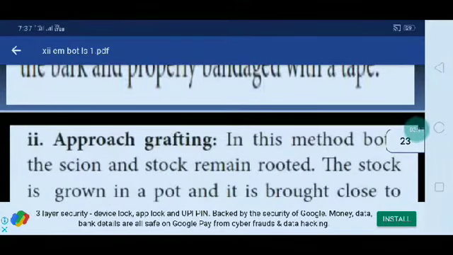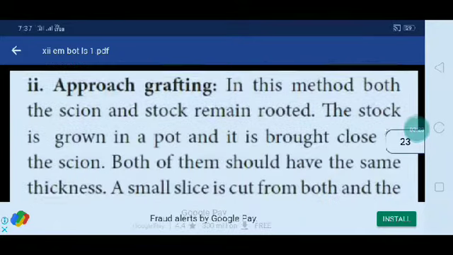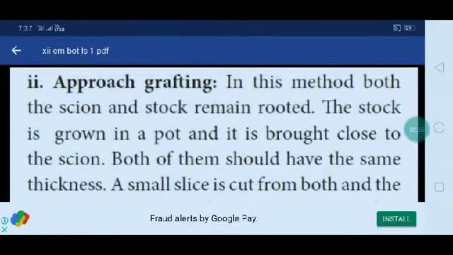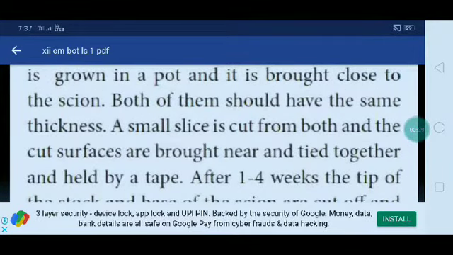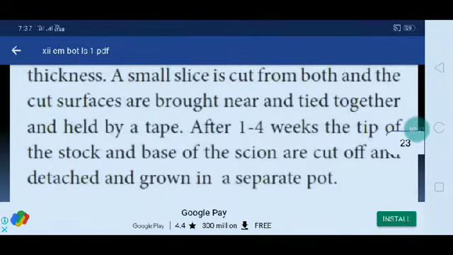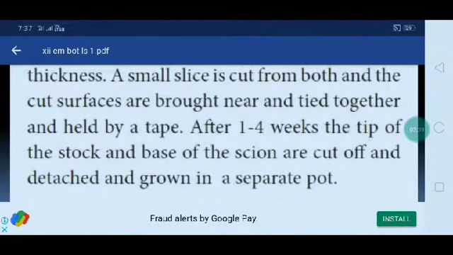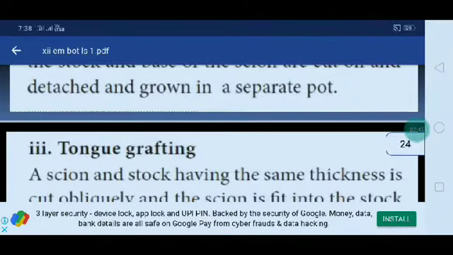The next one is approach grafting. In this method, both the scion and stock remain rooted. The stock is grown in a pot and it is brought close to the scion. Both of them should have the same thickness. A small slice is cut from both and the cut surfaces are brought near and tied together and held by a tape. After 1 to 4 weeks, the tip of the stock and base of the scion are cut off and detached and grown in a separate pot.